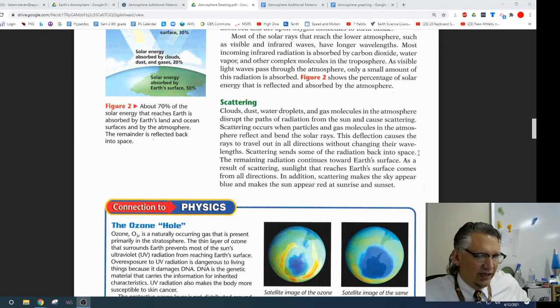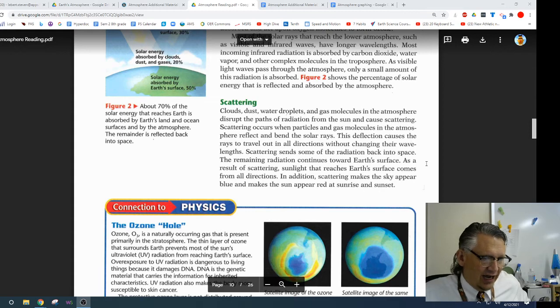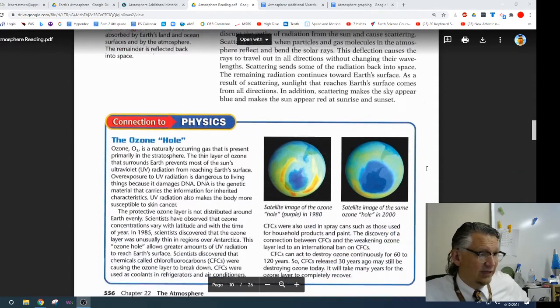The remaining radiation continues towards the Earth's surface. As a result of scattering, sunlight that reaches the Earth's surface comes from all directions. In addition, scattering makes the sky appear blue and makes the sun appear red at sunrise and sunset.